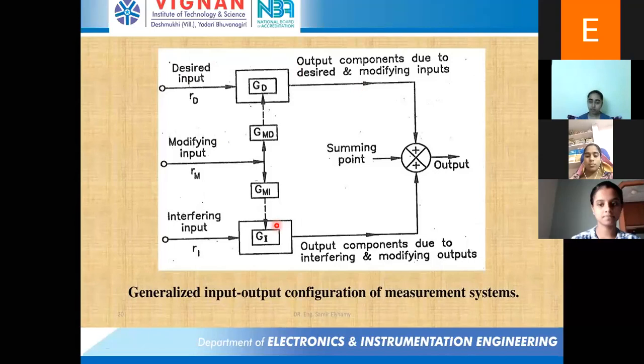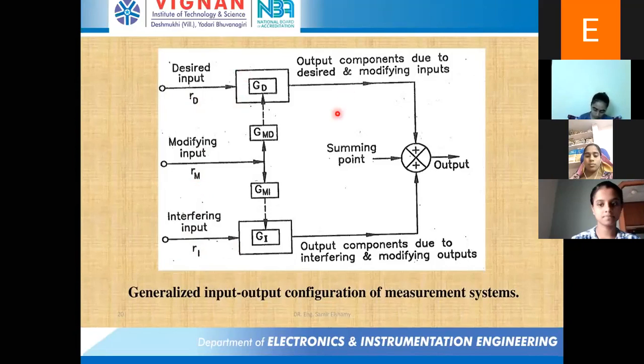Actually, the input quantities which are applied to any measurement system or instrument are classified into three types. Generally an input can be represented by a symbol small r. Since I am calling it desired input, I am notating it by r suffix d. Then interfering input ri, and modifying input rm. So the three types of input quantities are desired input, modifying input, and interfering input. I have already discussed them; now I am giving the definitions and what the output is.